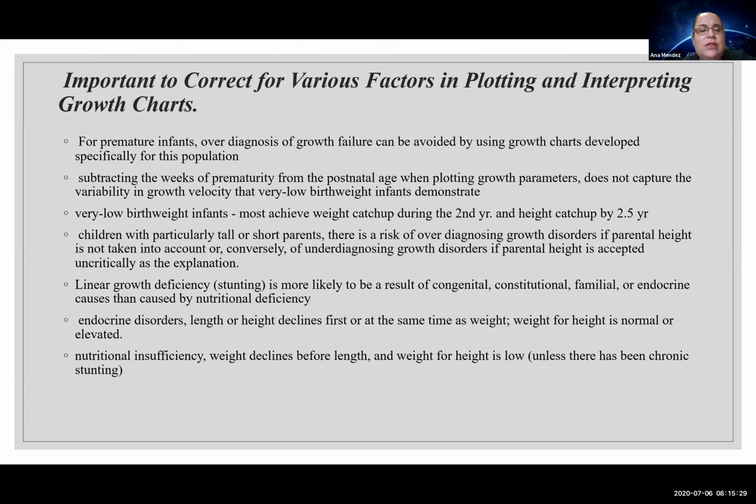So in endocrine disorders, length or height declines first, at the same time as weight. Weight for height is normal or elevated when you have an endocrine disorder. In a nutritional insufficiency, weight declines before length, and weight for height is low, unless it has been chronic stunting for a while.